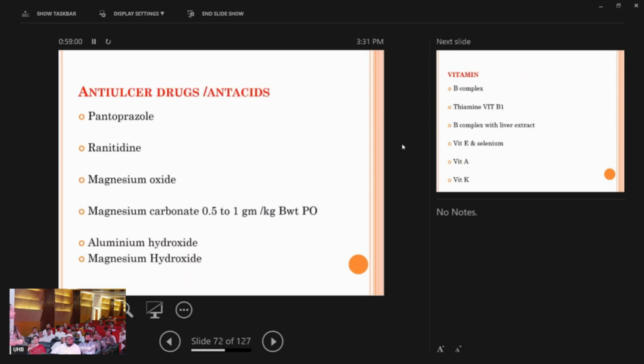Anti-ulcer drugs commonly used in normal practice: pantoprazole, ranitidine, and oral administration of magnesium oxide or magnesium carbonate, 0.5 gram per kg body weight orally. For pantoprazole, for one animal you can give 80 to 130 milligram IV. These come as 40 milligram vials, 80 mg IV for 3 to 5 days. You can get a very good result. You can also supplement orally with magnesium oxide, magnesium carbonate or aloe vera gel, so that the abomasal ulcers will heal easily.